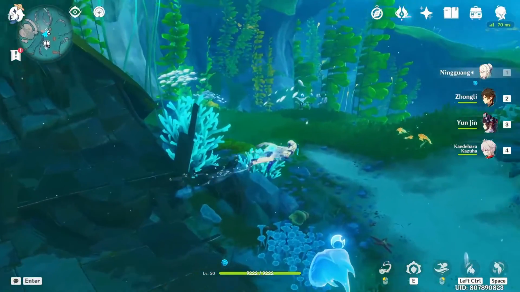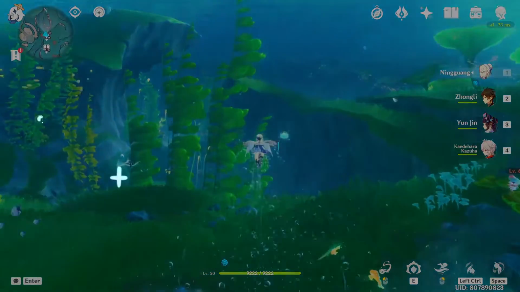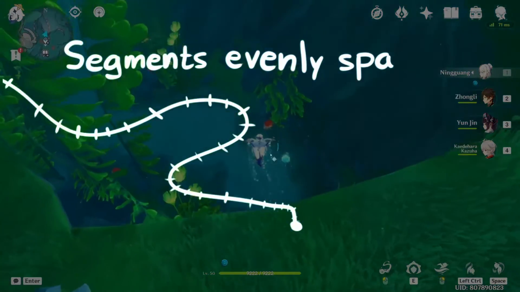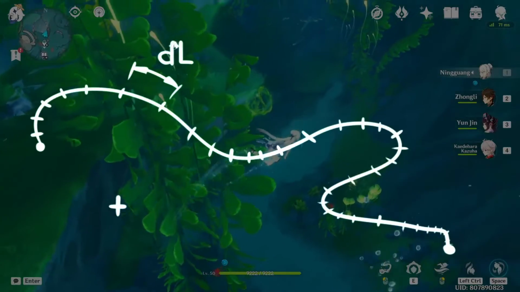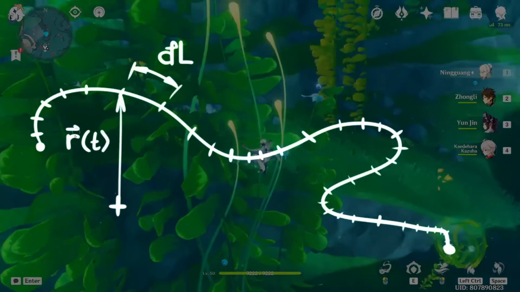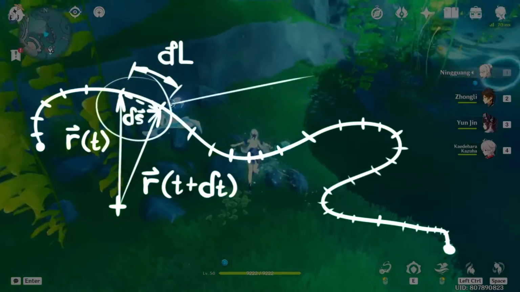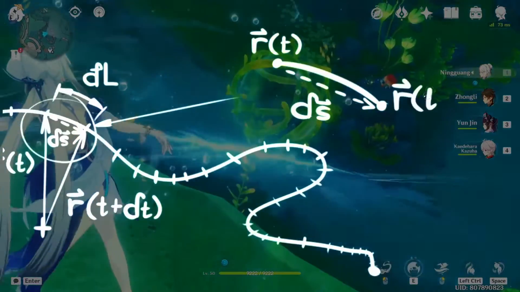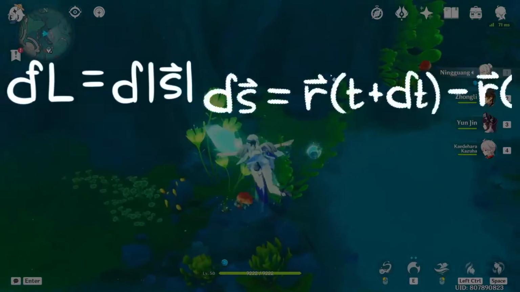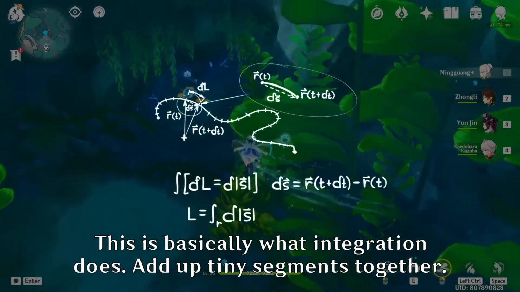However, distance does care that we traveled that specific path. This means that we're kind of missing something. Let's break down our path into very small segments across time. These segments are dl, where L is the length of a segment. At the edges of each segment, we have 2 points, r of t and r of t plus dt. We can see that at this small scale, dl is approximately equal to the displacement vector magnitude. If we add up the displacement vector magnitudes of all the tiny segments, we calculate the total length.